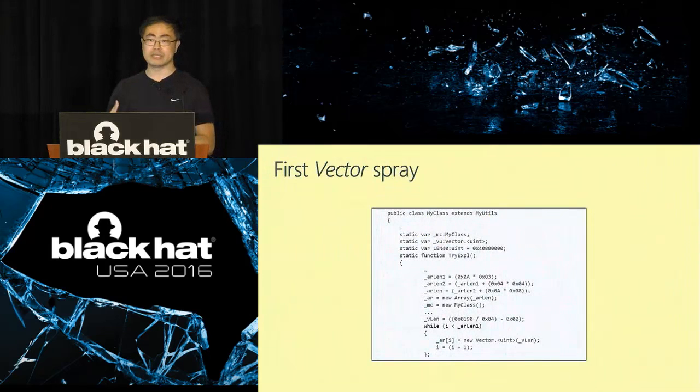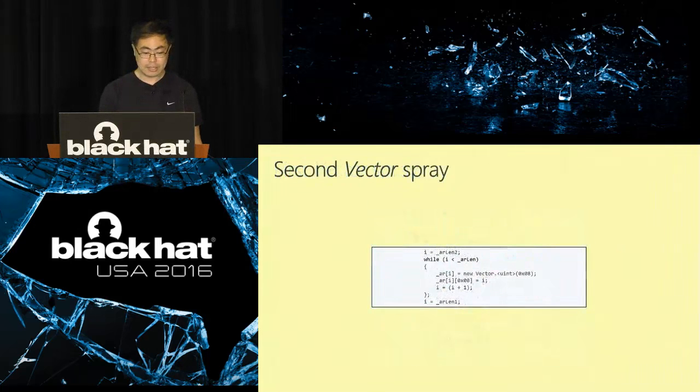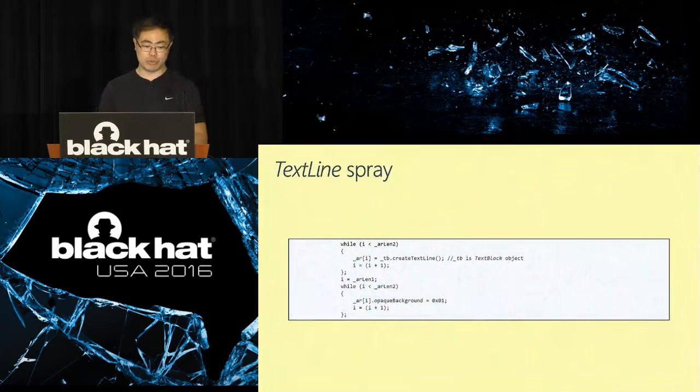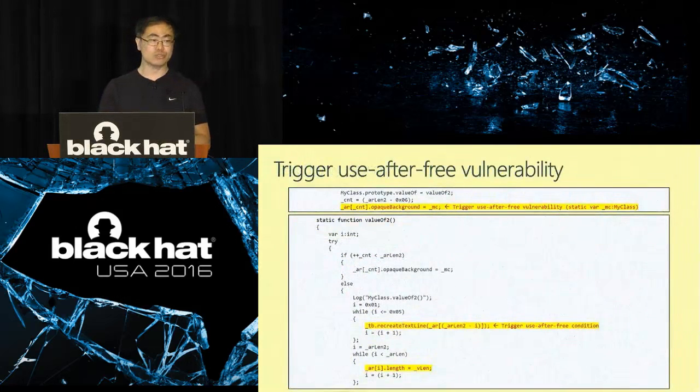But the vector spray is not really huge, like 1 or 2 gigabytes of vector. It's not that kind of big vector spray. It's just a few megabytes, at most. And they are doing another vector spray, and they make some holes in between. And they are just spraying some vulnerable object in between and trigger the use after free.